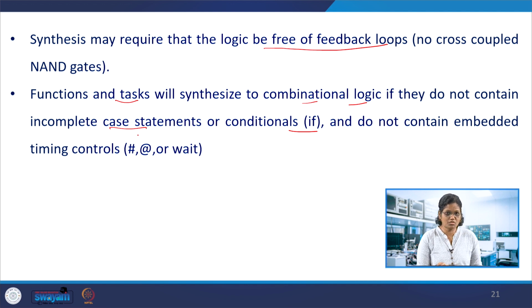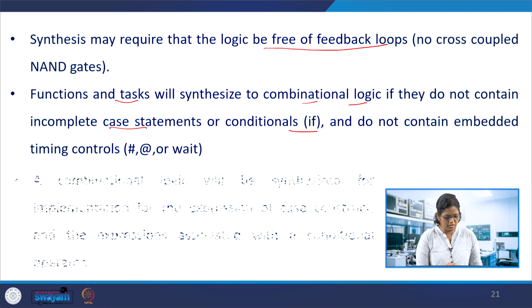Also, in the case statements, if some of the default cases or the outputs are missing, then it would infer a latch. So care should be taken for the feedback free loop, all if conditions should have the else conditions, and case should have the default case, or it should have all the combinations of case items. And if it does not contain any timing controls, hash, at the rate or wait, all of them also should be taken care of.